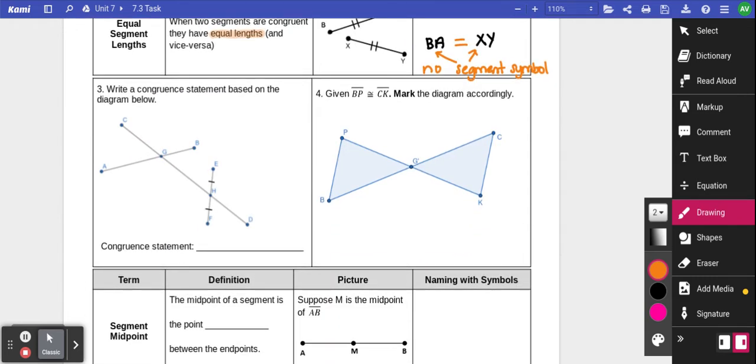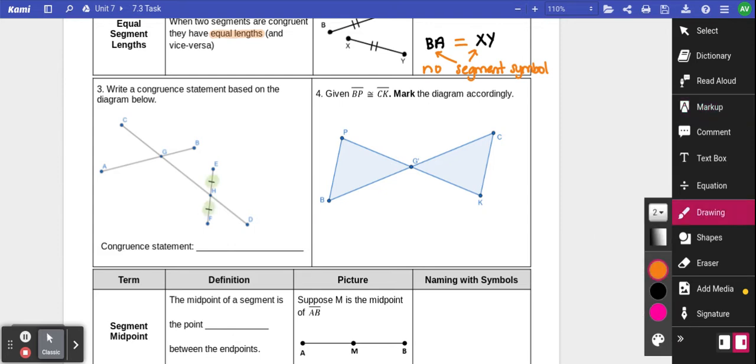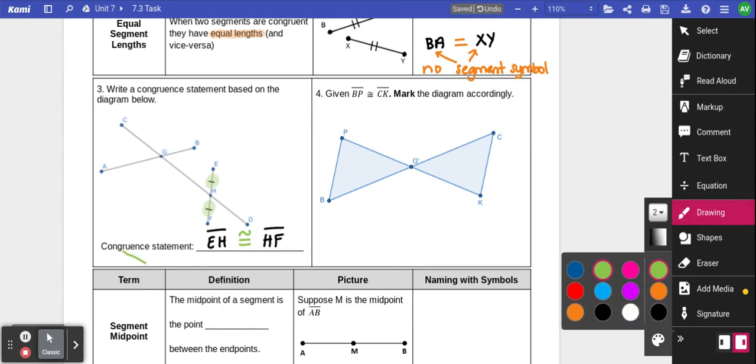Okay, based on this diagram, we want to say which segments we see that are congruent. Now in this picture, I can see that there are tick markings right here. So that would tell me that segment EH is congruent, so I'm going to put a little equal sign with a squiggle, to segment HF. You'll notice that because I'm using a congruence statement, I'm using the congruence symbol, and I'm using the segment symbol because congruent goes with segment symbols.